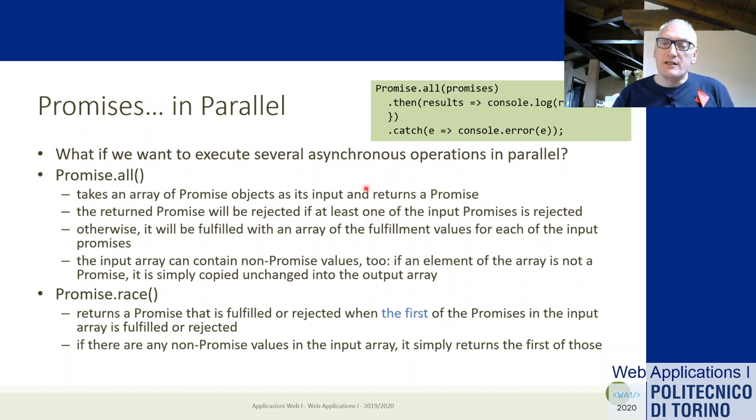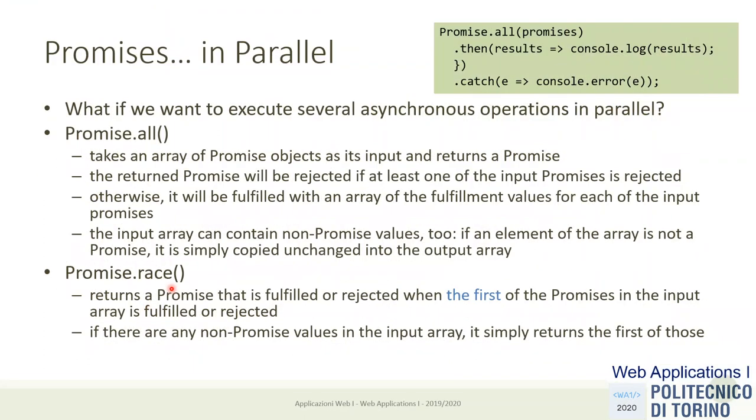Otherwise, you will continue with them when all of them have finished and all of them have been positively fulfilled. There's also the other method, which is the race. Race means that the first one that will arrive will win. So it activates several promises in parallel, and the first one to be completed will be selected, and then will contain the result of that specific promise. And all the other ones will not be considered anymore, will be forgotten.